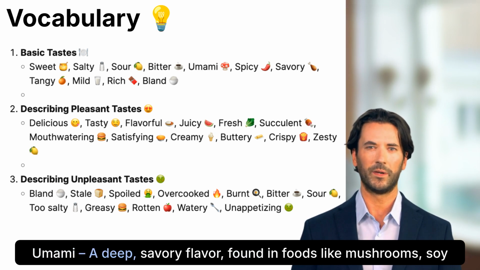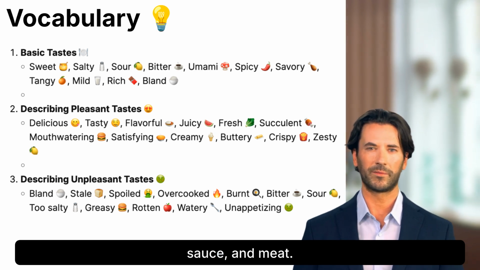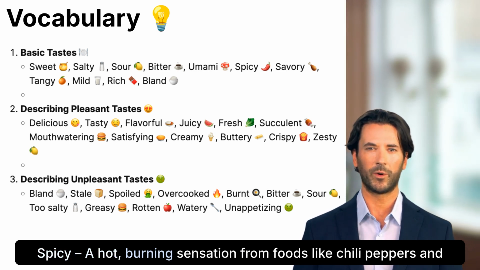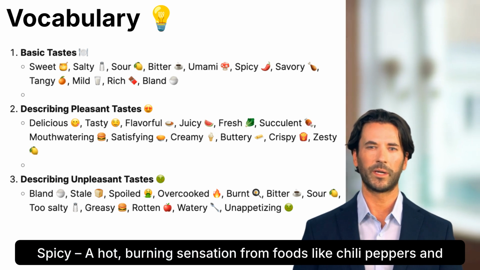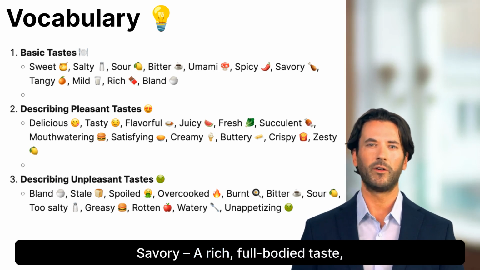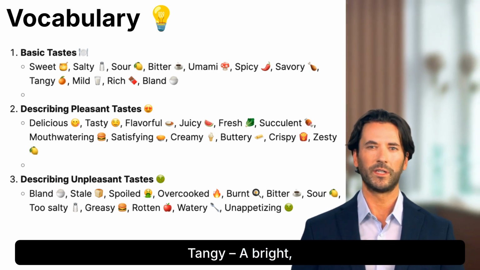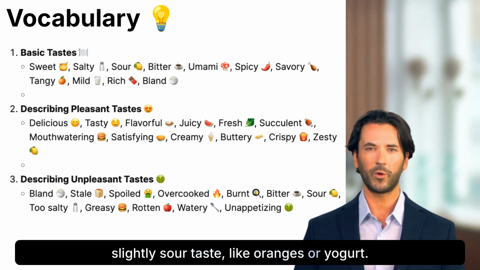Umami, a deep savory flavor, found in foods like mushrooms, soy sauce, and meat. Spicy, a hot, burning sensation from foods like chili peppers and curry. Savory, a rich, full-bodied taste, often used for meat and hearty dishes. Tangy, a bright, slightly sour taste, like oranges or yogurt.